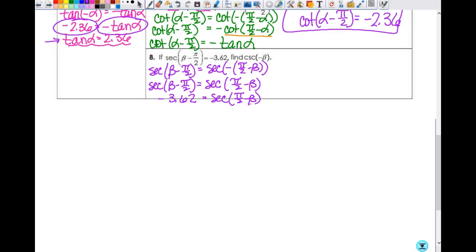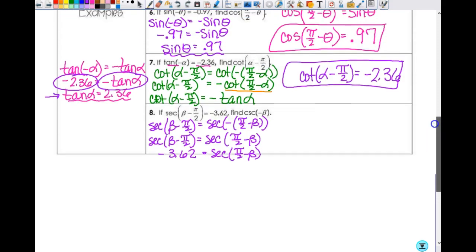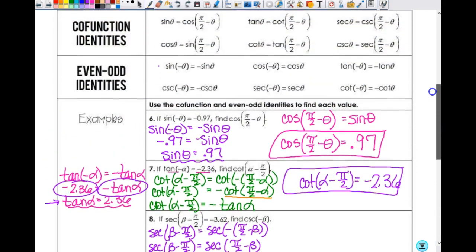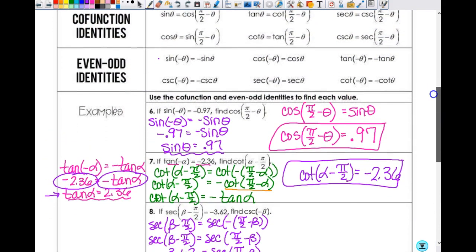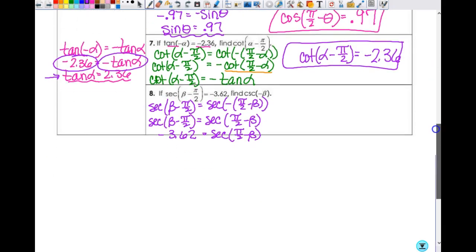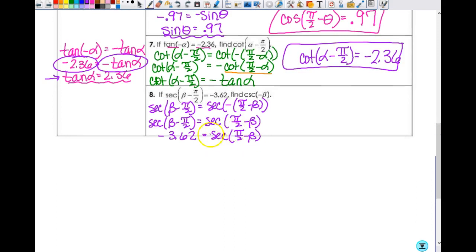Everybody with me so far? Okay, so secant of pi halves minus beta is equal to cosecant of beta. So I can substitute this right here in for cosecant. So negative 3.62 is equal to cosecant of beta. I don't want cosecant of beta. I want cosecant of negative beta, right?